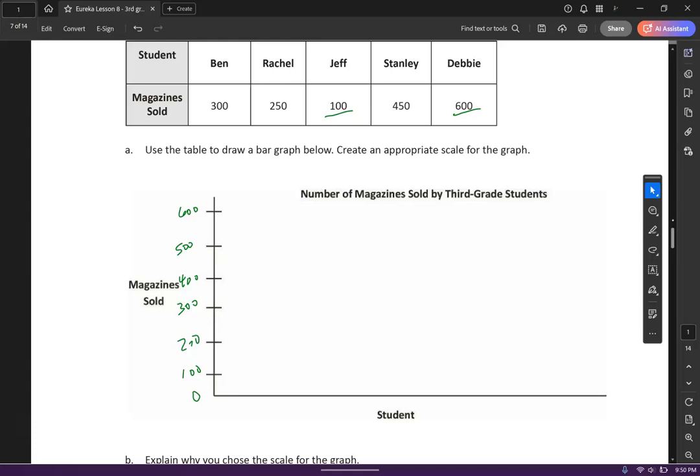Okay, so we're going to start with Ben. So I'm going to write Ben first. Ben had 300, so I'm going to go ahead and draw his bar. Okay, next is going to be Rachel. Rachel had 250, which is going to be between 200 and 300.